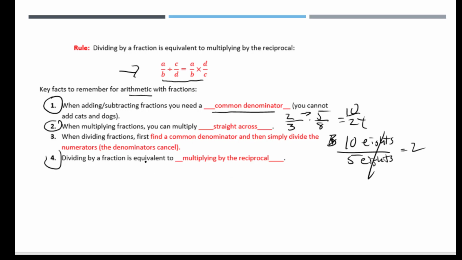Dividing by a fraction is equivalent to multiplying by the reciprocal. So we just did some of these. So let's take 3/8 divided by 1/4. That is the same as 3/8 times 4/1, which is the same thing as 12/8.